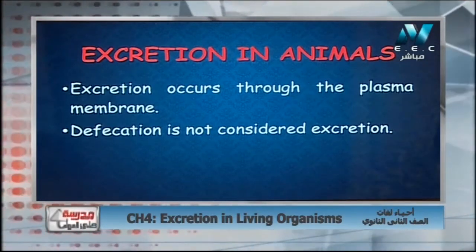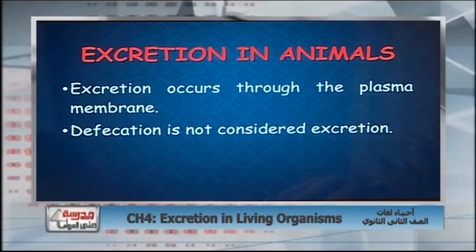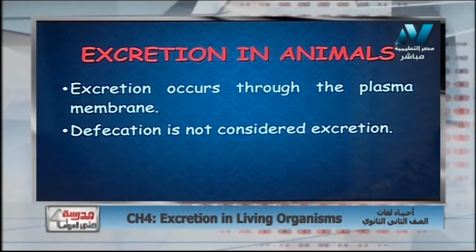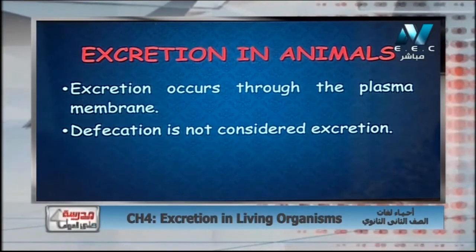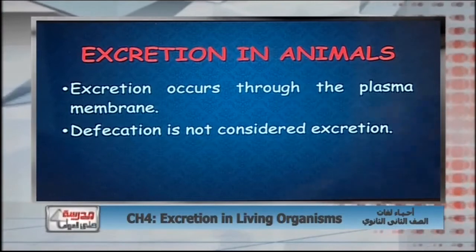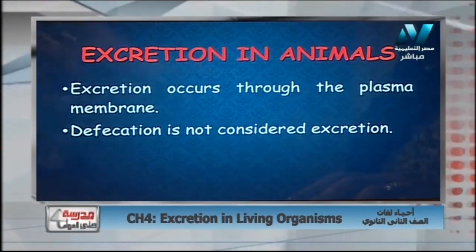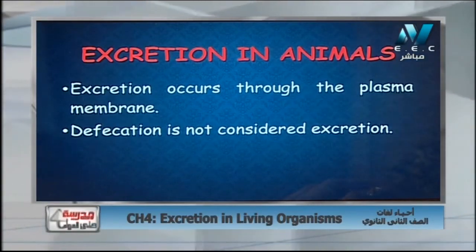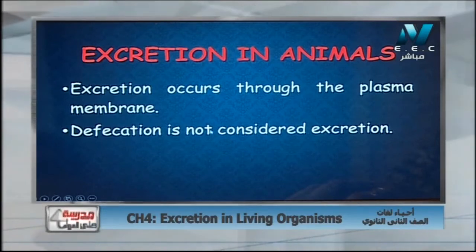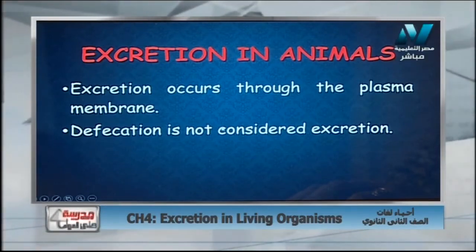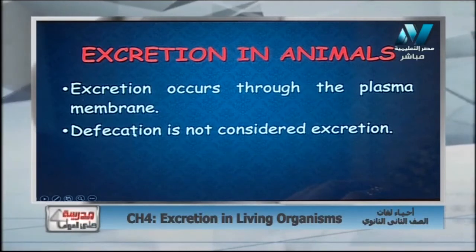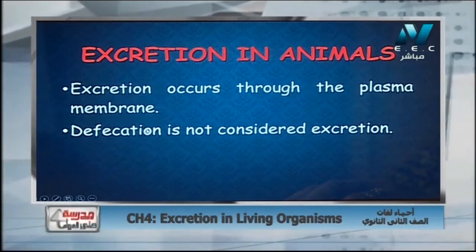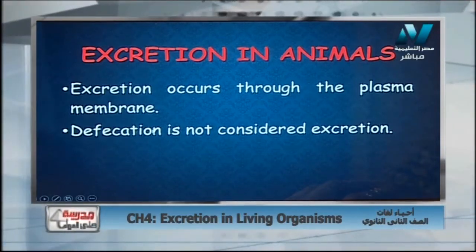Excretion occurs through the plasma membrane. As we said, excretion means the getting rid of the waste products coming out from the living cell, and it goes out of the cell through the plasma membrane. This is why we don't say that defecation is considered as excretion. Defecation means getting rid of the undigested food through the digestive system. And of course, it's not excretion at all.